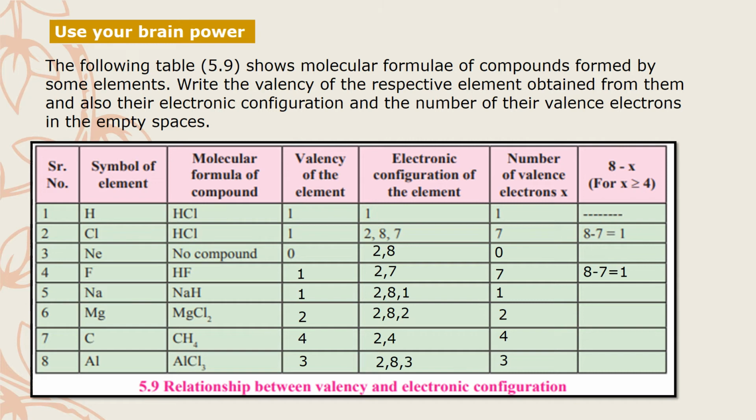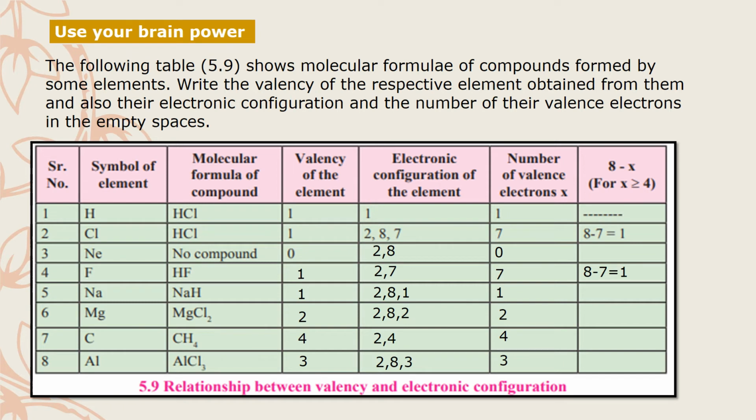Now the next symbol is fluorine, F. The molecular formula is HF. Valency of the element is 1. Fluorine has atomic number 9, so the electronic configuration will be 2, 7. Number of valence electrons is 7. So 8 minus 7 will be 1. Now the next symbol is sodium, Na. Molecular formula NaH, sodium hydride. Valency of the element will be 1. Electronic configuration 2, 8, 1, so the number of valence electrons is also 1.